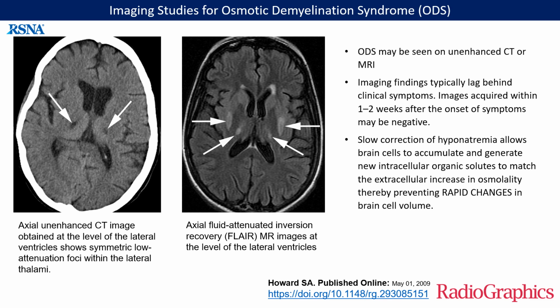Slow correction of hyponatremia allows brain cells to accumulate and generate new intracellular organic solutes to match the extracellular increase in osmolality, thereby preventing rapid osmotic water shift and changes in brain cell volume.